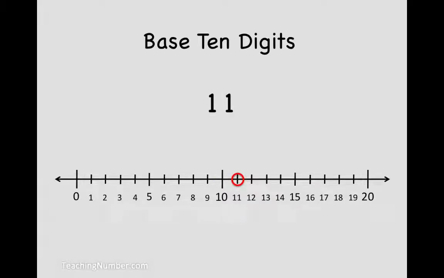1, 2, 3, 4, 5, 6, 7, 8, 9. So we started adding ones to the 10 we made, and that gave us these numbers: 11, 12, 13, 14, 15, 16, 17, 18, and 19.